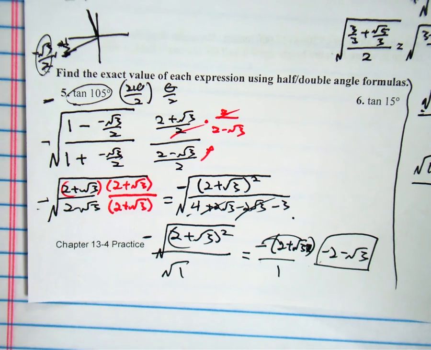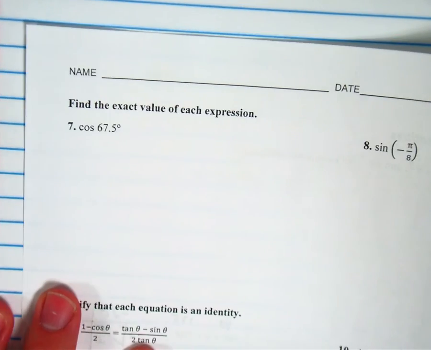Okay, what are we at? 13, 14 minutes. We got time for one more with you. Okay, I'm going to do the first one this time. You can do the sine one.